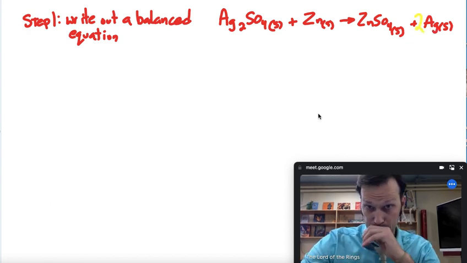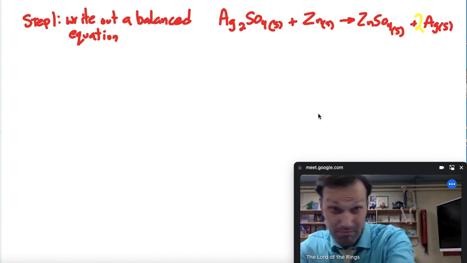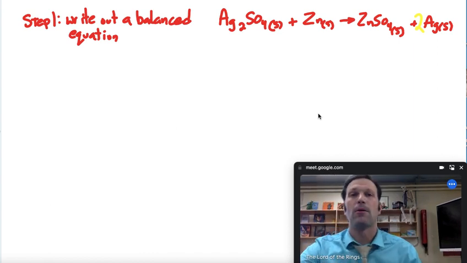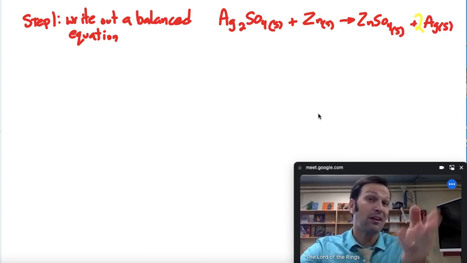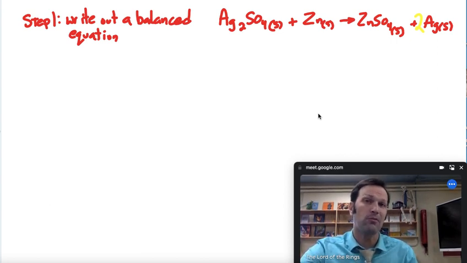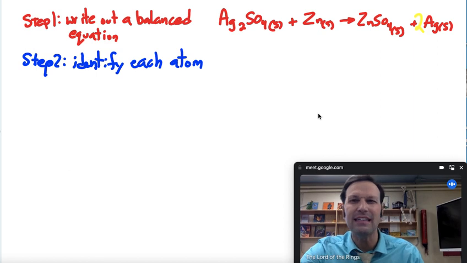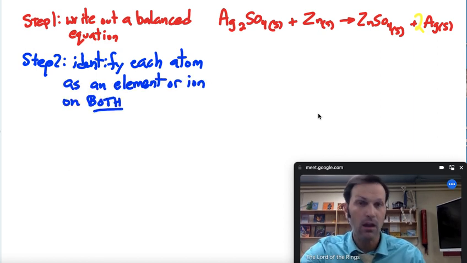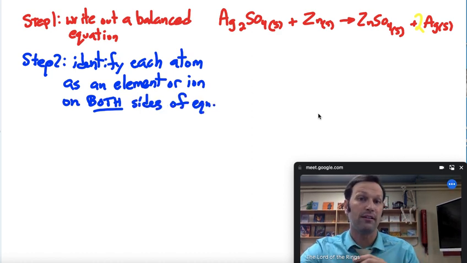Now, of course, we balance that thing. So step 1 is done. Step 2: sometimes you're not even given this reaction. Sometimes you just use the half reactions, and I'll show you what to do there. Step 2 is we really need to identify each atom as an element or an ion on both sides of the equation. Let me show you what that looks like.